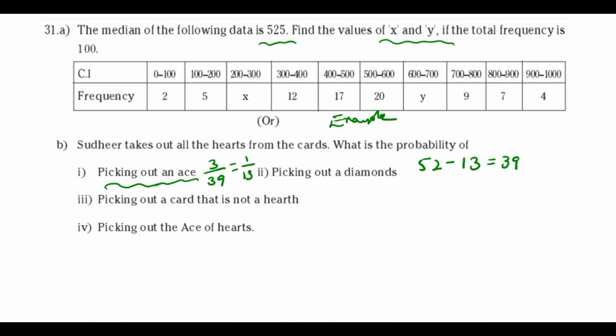Next one, picking out a diamond. What are the diamond cards? Actually there are 13 diamond cards out of 39 cards. So 1 by 3 is the answer. Picking out a card that is not a heart. In total we have 13 heart cards. So all heart cards are removed, then we have the complete 39 without hearts. 39 out of 39, which is equal to 1. And picking out the ace of hearts. There are no heart cards, so how will you get the ace of hearts? So that is 0 out of 39, which is equal to 0.